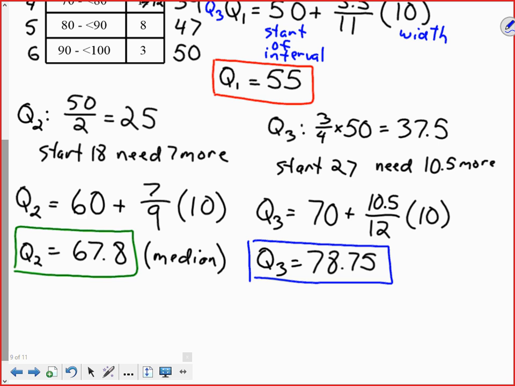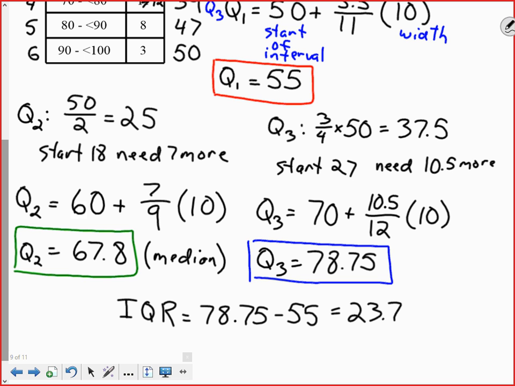Now, let's make sure we've actually answered this question here. So they were asking us for the median, which we have calculated, and they were asking us for the interquartile range. So our interquartile range is just going to be our Q3 value, 78.75, minus our Q1 value, 55, which is going to be 23.75.